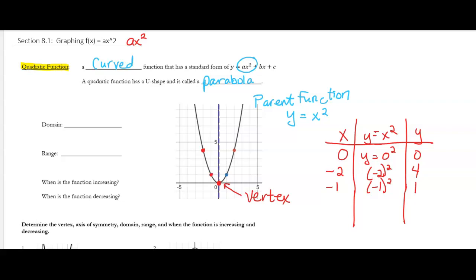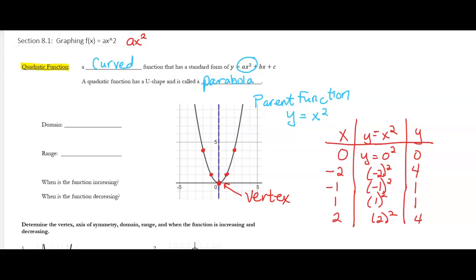And then for the ones on the right, I always do the reflection, so I plug in a 1. 1 squared is 1. So that's where this comes from. Oh, don't forget the squared. And then I plug in a 2, and 2 squared is 4. If you notice, it's the same points on both sides of the vertex.